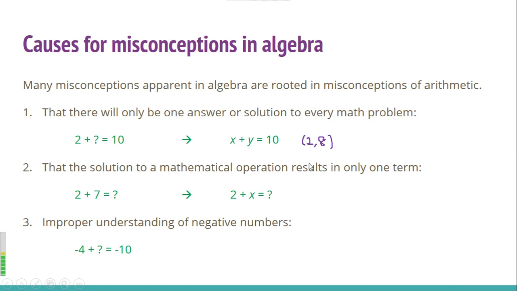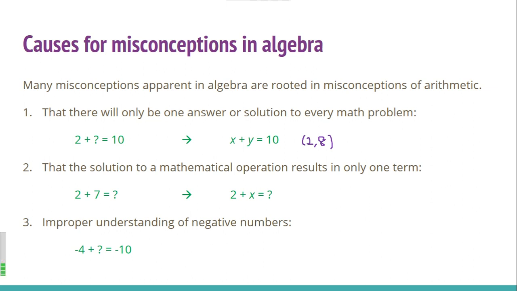The second possible cause is thinking that the solution to a mathematical operation results in only one term. This is true for any operations involving numerical terms such as 2 plus 7, but the algebraic expression 2 plus x represents a pattern, which by itself is a product or a model.